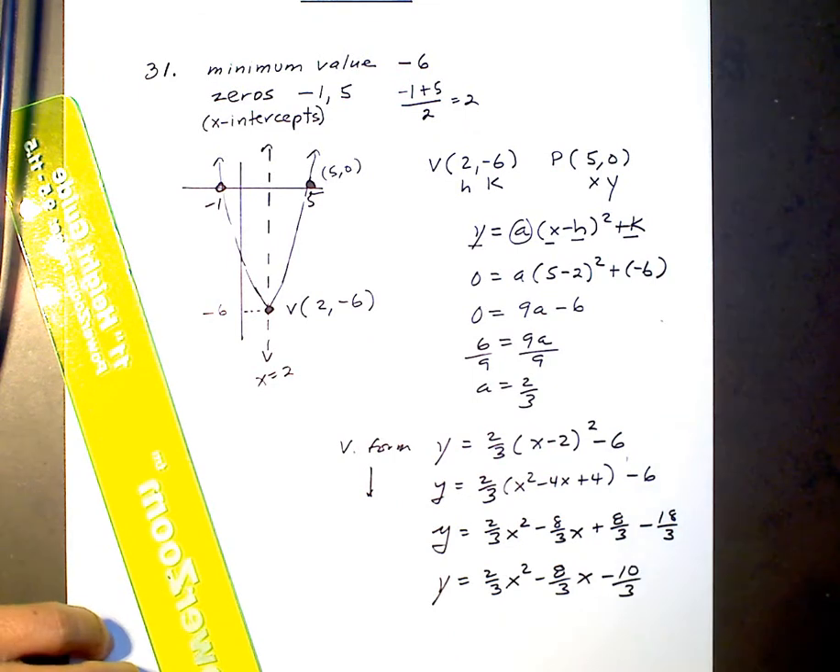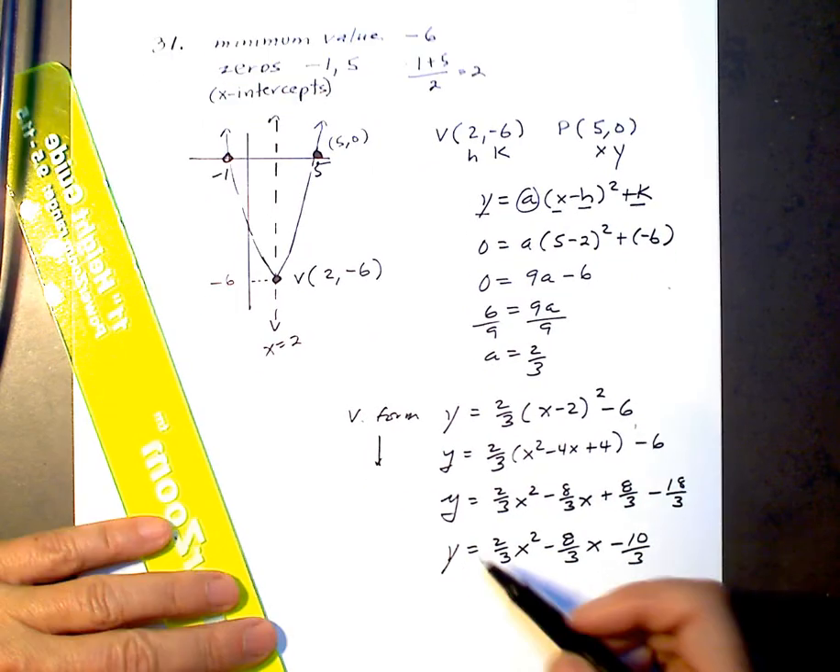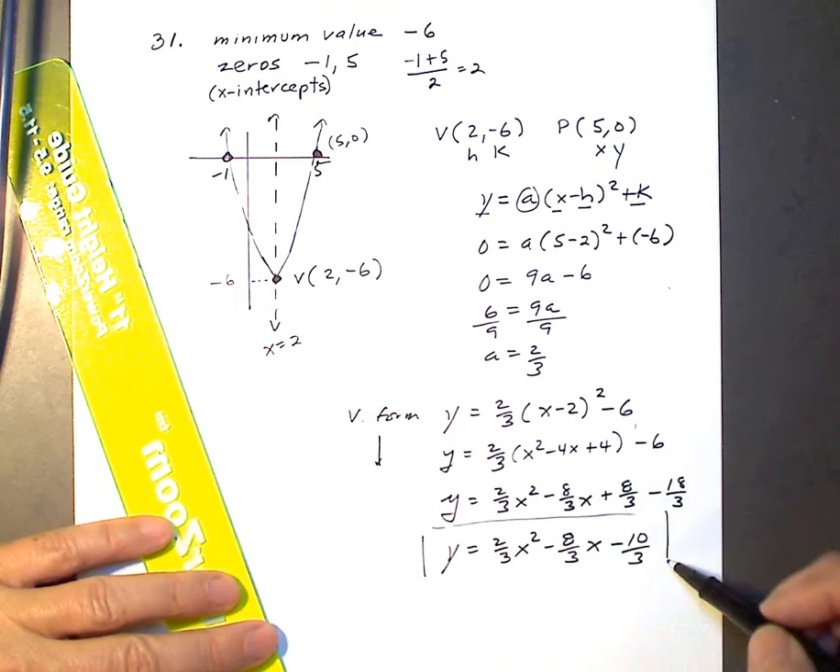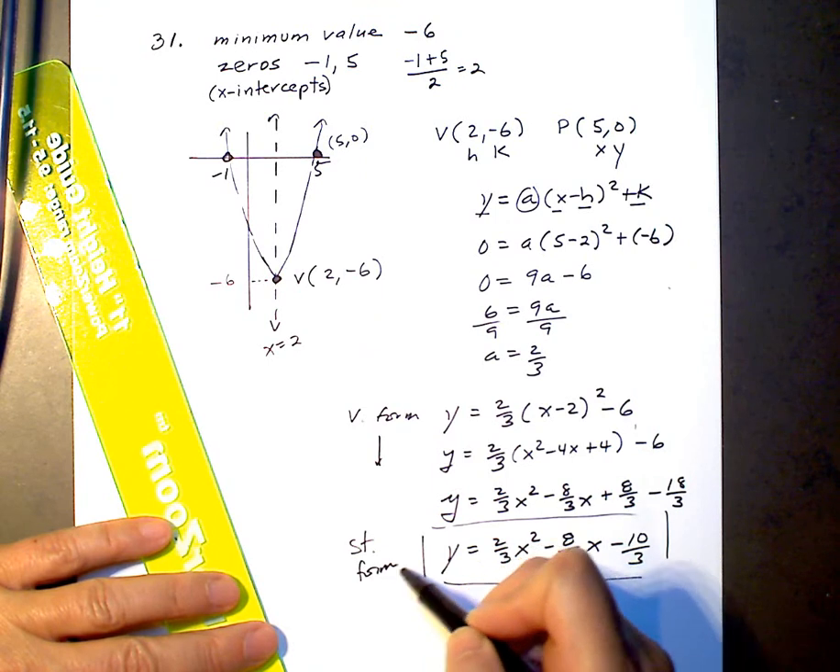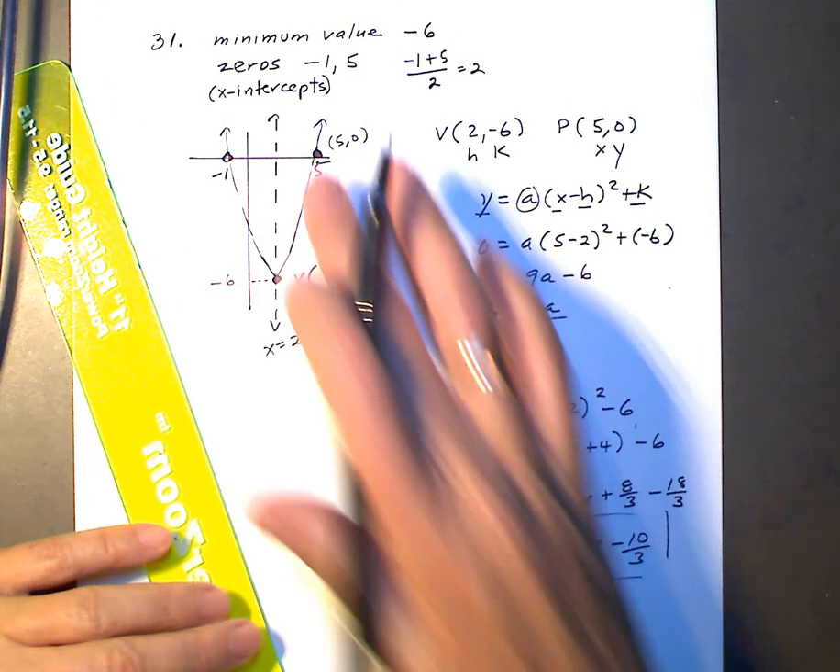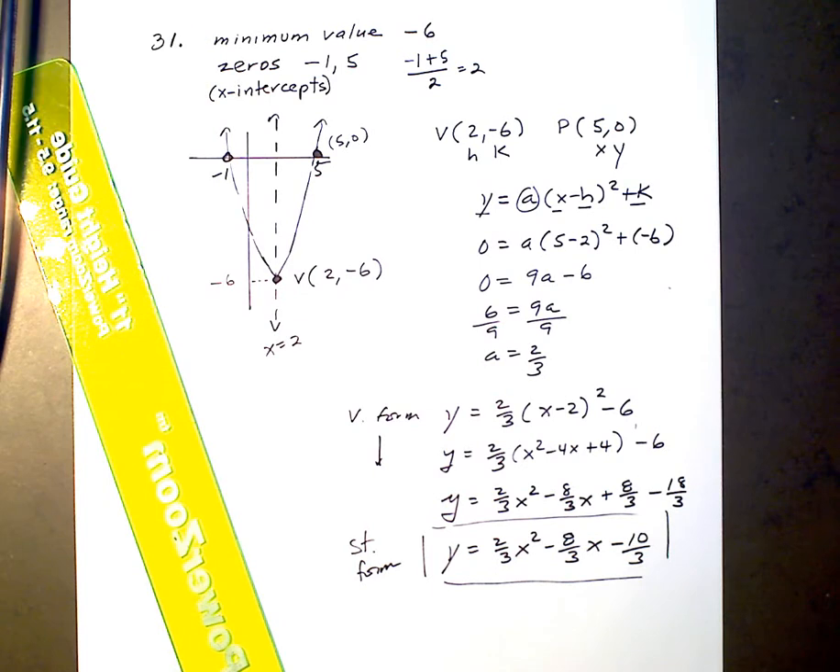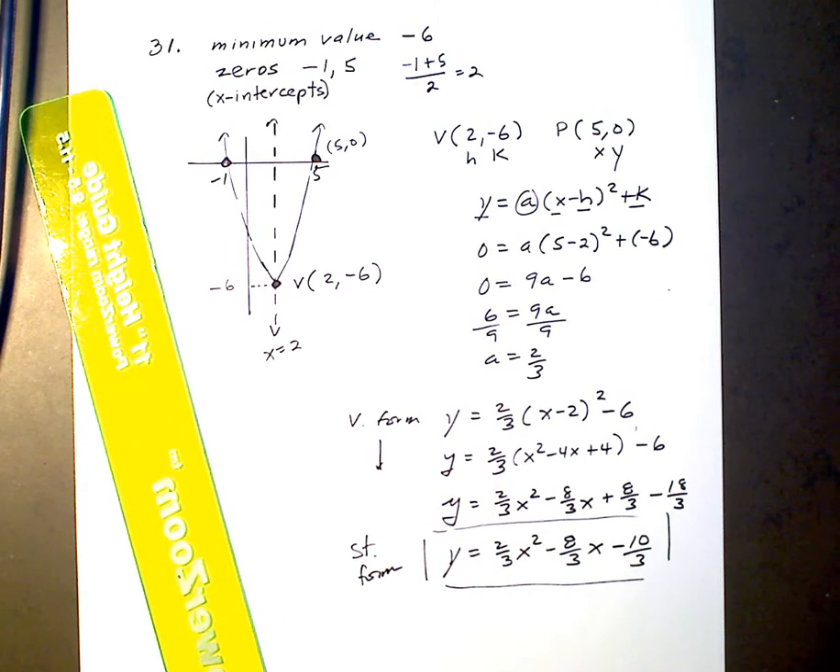So that is the function in standard form of the parabola with minimum value of -6 and zeros of -1 and 5. And that's it.